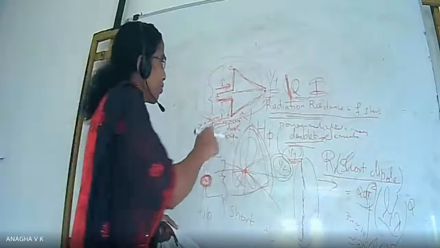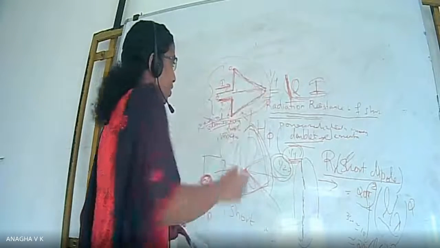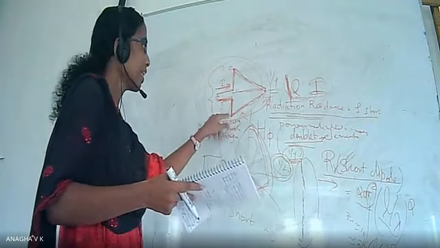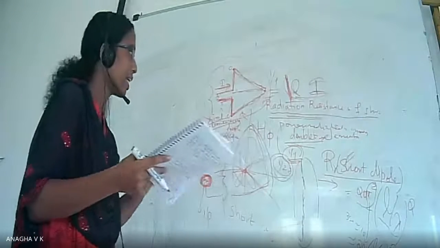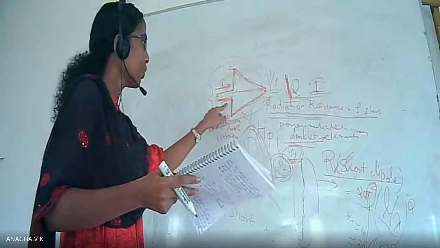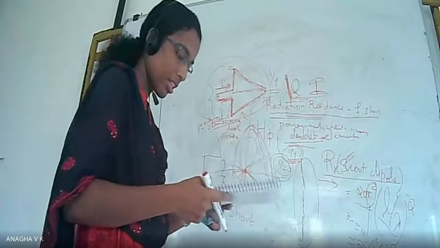So we know that this elementary dipole is very short. So what can we say? We can say that the current in the elementary dipole is uniform throughout its entire length.